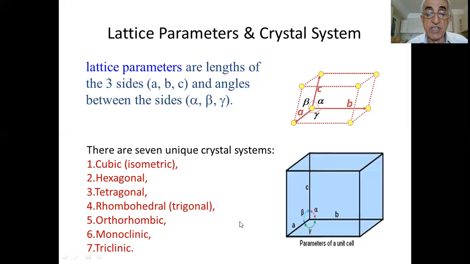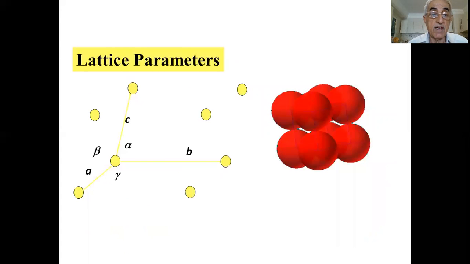There are 7 unique crystal systems: cubic (isometric), hexagonal, tetragonal, rhombohedral (trigonal), orthorhombic, monoclinic, and triclinic crystal systems. As we say, the lattice parameters are the lengths a, b, and c, and the angles between them, alpha, beta, and gamma.